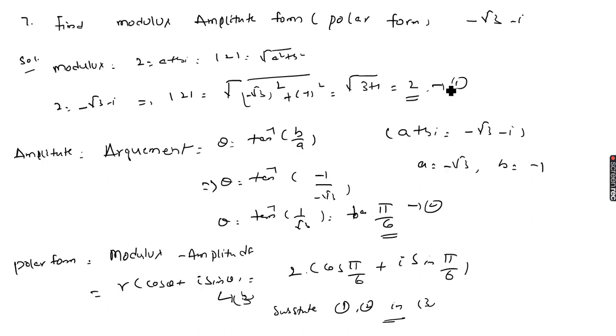We take the first one as modulus, the second as amplitude. And the polar form is the modulus amplitude form: modulus r into cos theta plus i sin theta. We just substitute the values of r and theta. So this form is called the polar form, r into cos theta plus i sin theta. And we do the next problem.